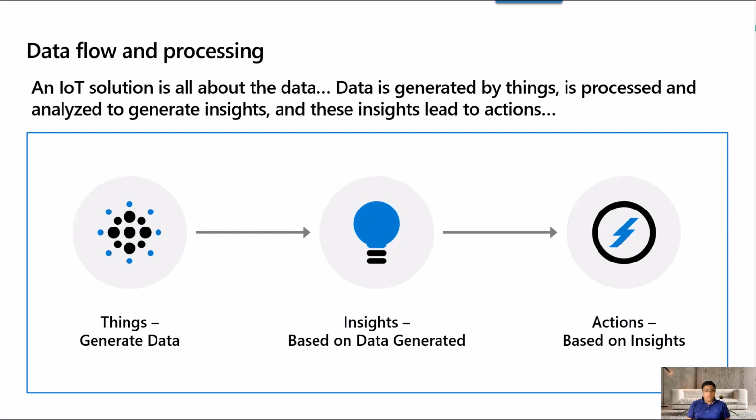Data flow and processing. An IoT solution is all about the data, because it collects the data from different devices, which is transmitting this data into the IoT Hub. And as and when the data is processed, it is analyzed, and based on that analysis, it creates an insight out of it, and that insight is very, very important for taking a decision. So this is what is depicted here: these devices are generating the data, and then insight is created based on that, and then the actions are taken based on that insight.